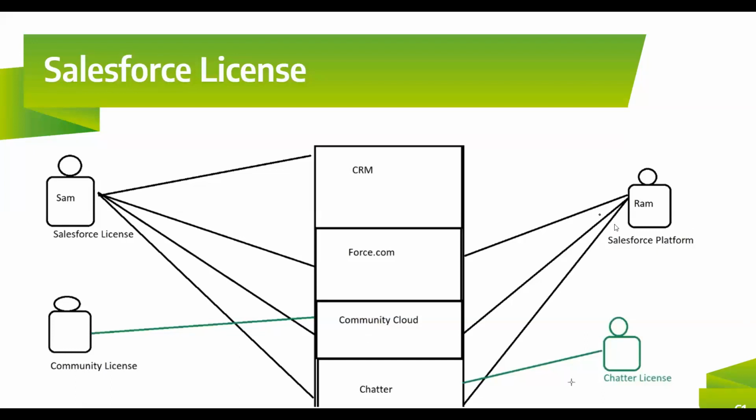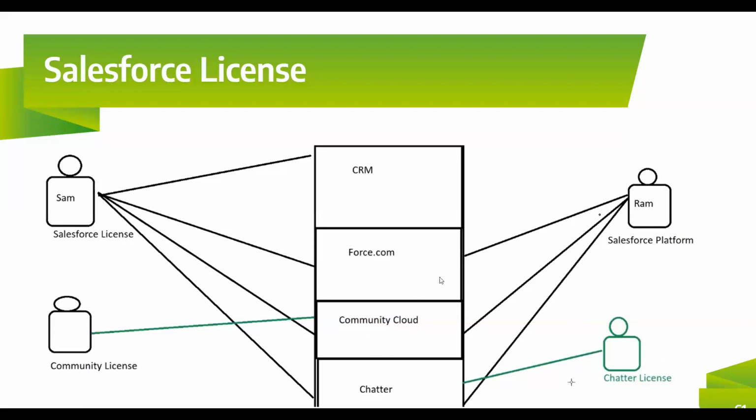Whereas coming to Ram, you can see he's purchasing the Salesforce platform license. Here he can connect with Force.com, community cloud, and chatter cloud, but he has no access to CRM. Got it? Whereas with a chatter license, you'll be connected only with chatter, not with anything else, right?